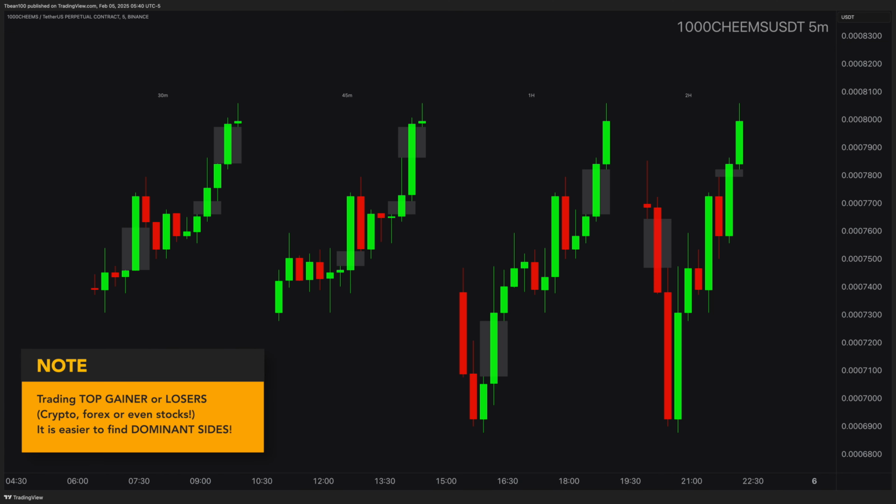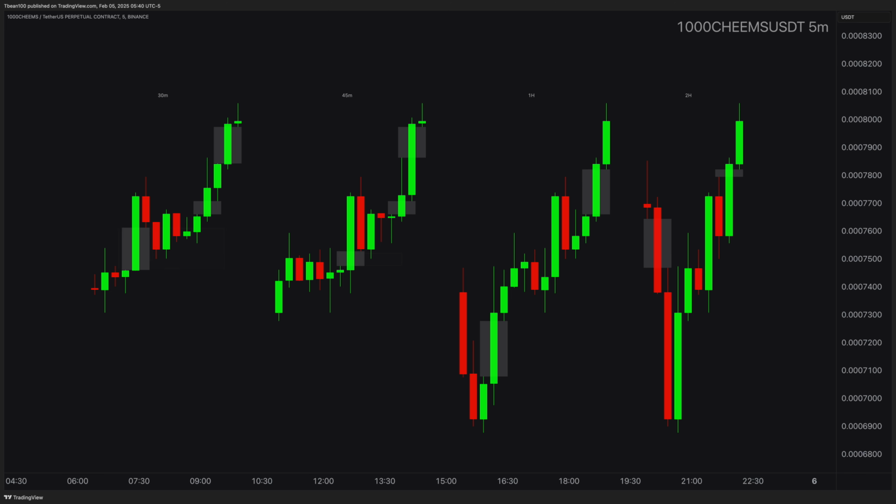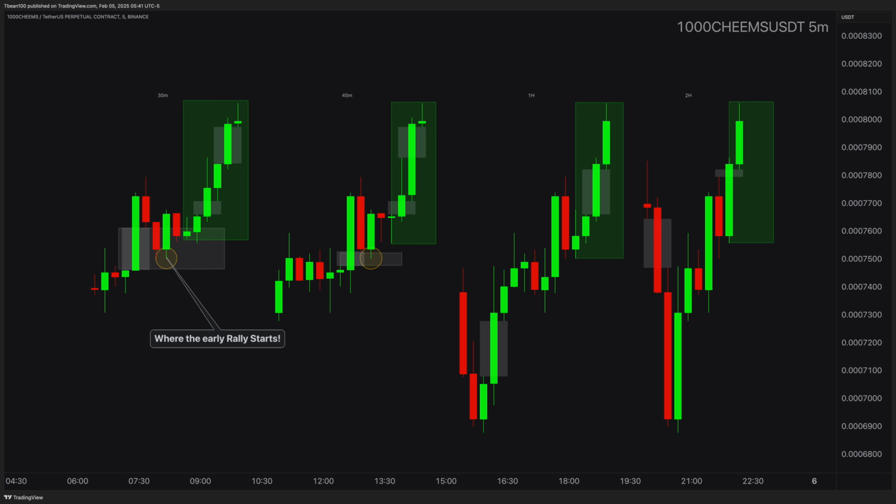What you are looking for here is a top gainer coin of the day, called with a weird name of Chims. And also, why do I use this indicator called ICT high time frames? It shows me all the price action you need from multi-time frames. First of all, notice how the early party started, where the initial rally ignited. As you can see, around right this imbalance area. What happened after that? A very dominant buyer rally started.